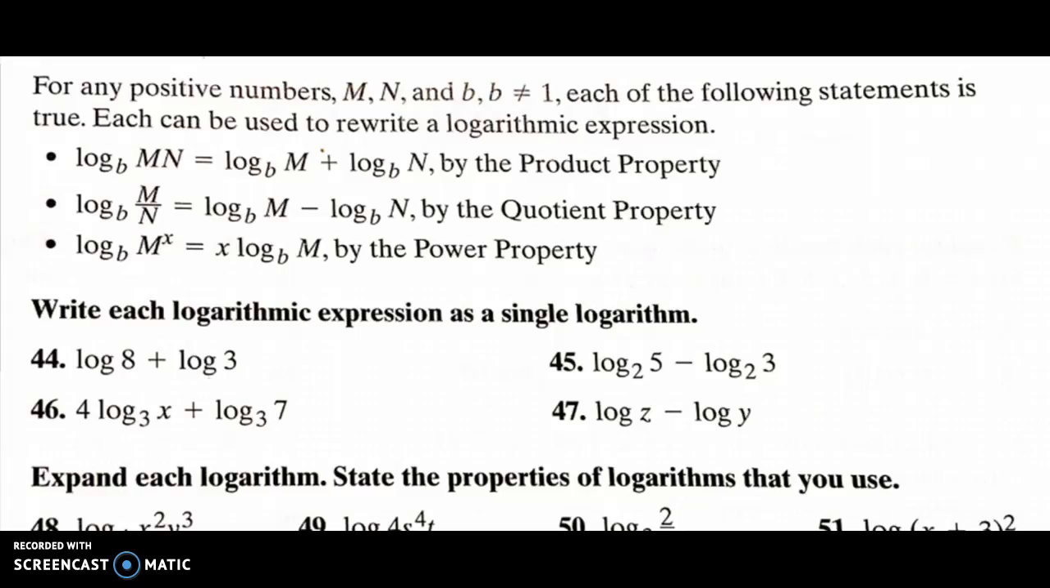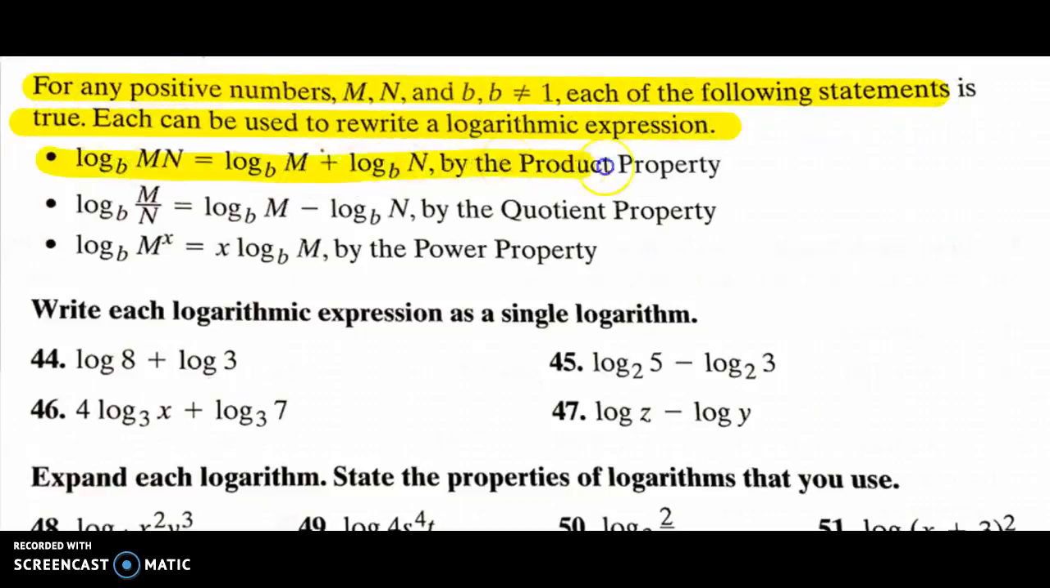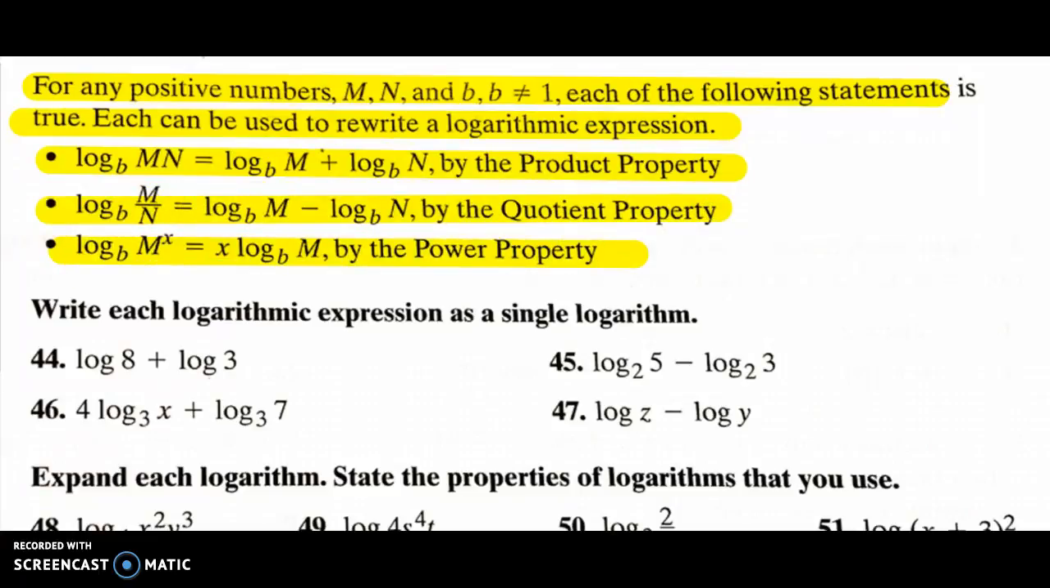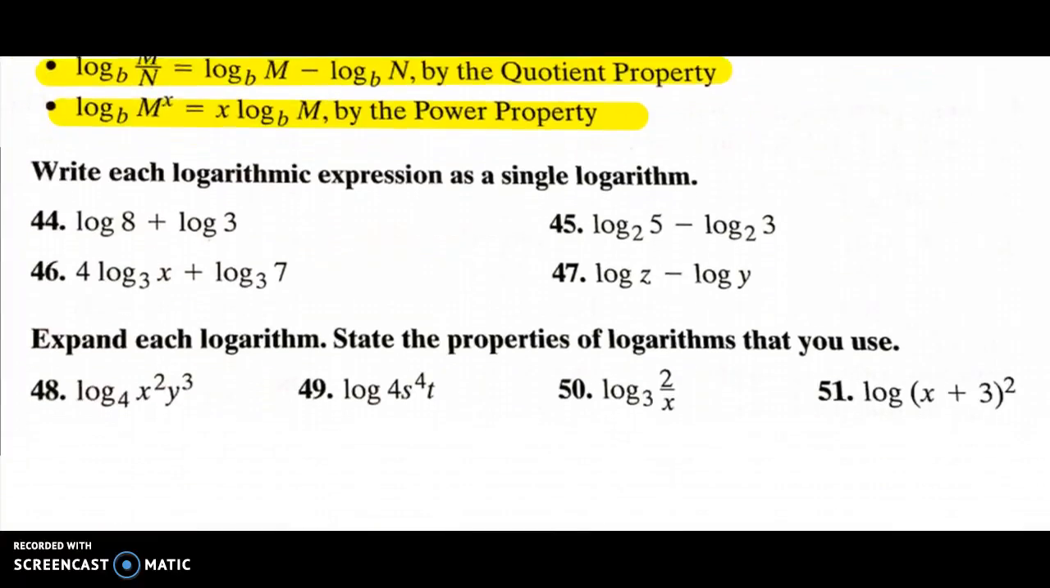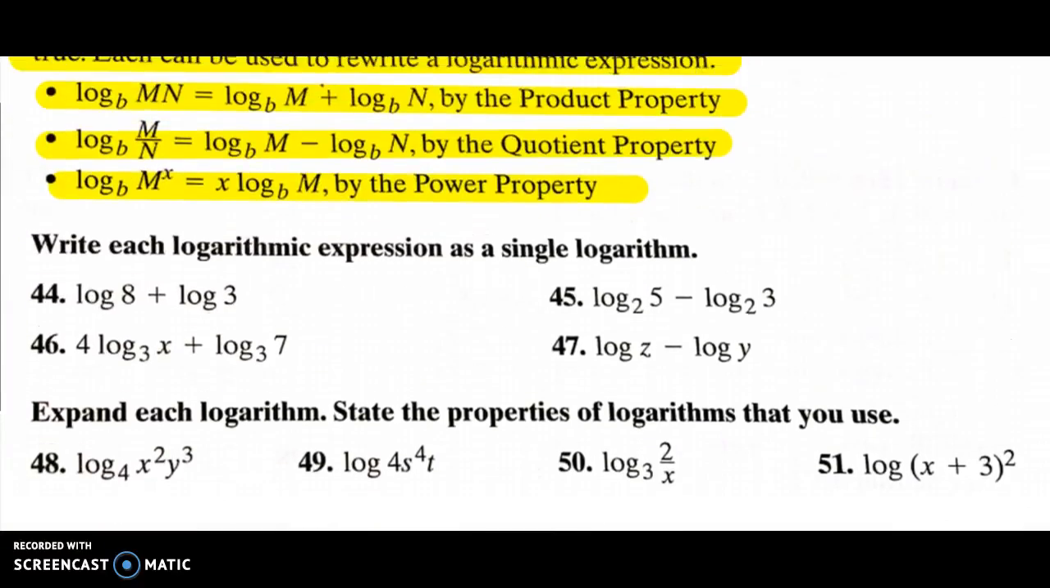All right, let's look at the next set of problems. Now, these are based on all of these properties that we talked about over this last week. We've had them on the board all week, but you're going to need to know how to use them. So I would suggest you study those. Let's go on and look at writing them out as a single logarithm.